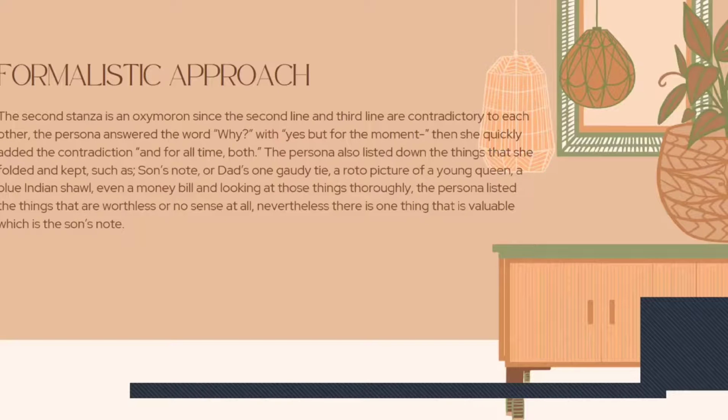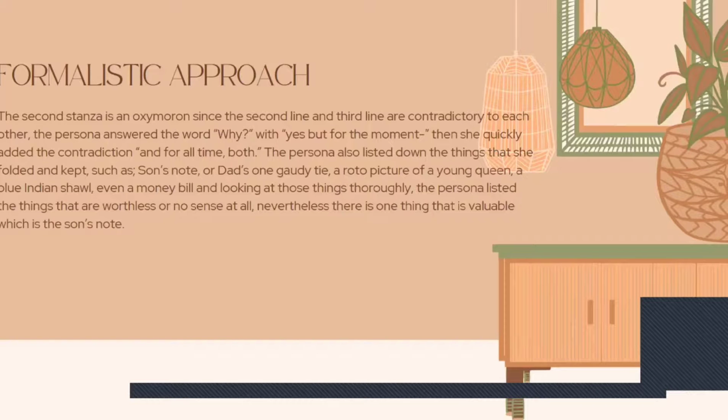The persona answered the word why with yes, but for the moment, then she quickly added the contradiction, and for all time. The persona also listed down the things that she folded and kept, such as son's note or dad's one gaudy tie, a roto picture of a young queen, a blue Indian shawl, even a money bill. Looking at those things, the persona listed the things that are worthless or of no sense at all.